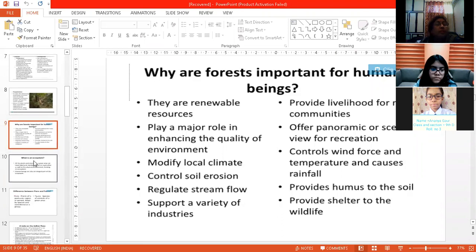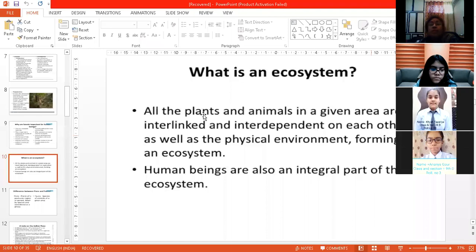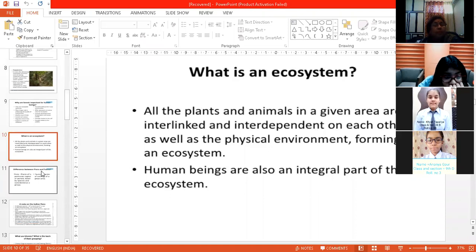Now, next we come to an ecosystem. What is an ecosystem? Plants, animals, and human beings are interrelated and interconnected. This is known as an ecosystem. I hope I'm clear till here.